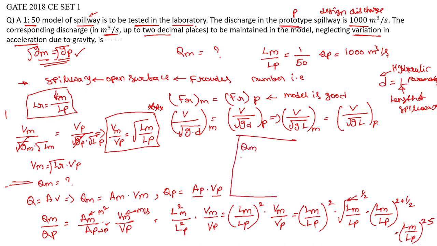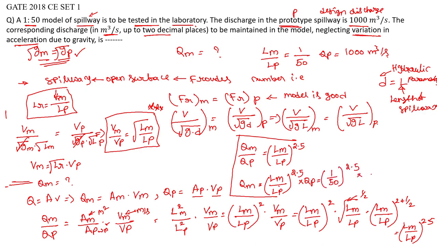So Qm by Qp equal to Lm by Lp whole power 2.5. So Qm equal to Lm by Lp to the power of 2.5 into Qp. So what is Qp? Qp is 1000, as given. What is Lm by Lp? Given 1 by 50. So 1 by 50 to the power 2.5 into 1000. If anybody can calculate and give me the answer, it will be 0.056 meter cube per second. So it can be written in this way.